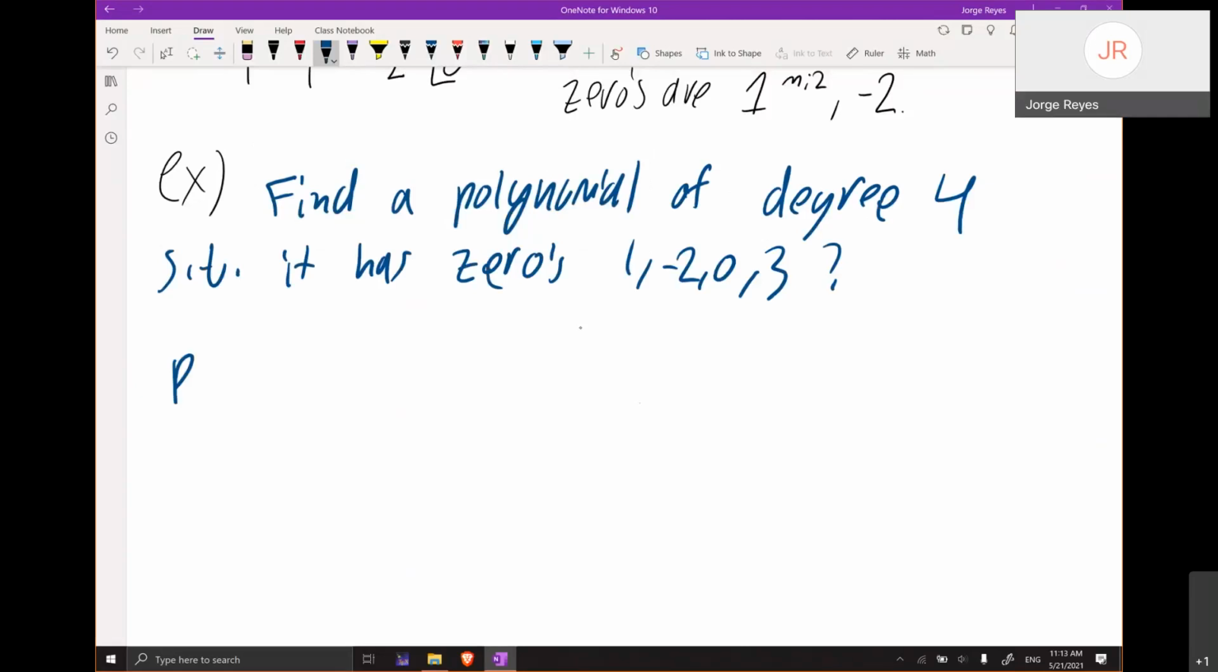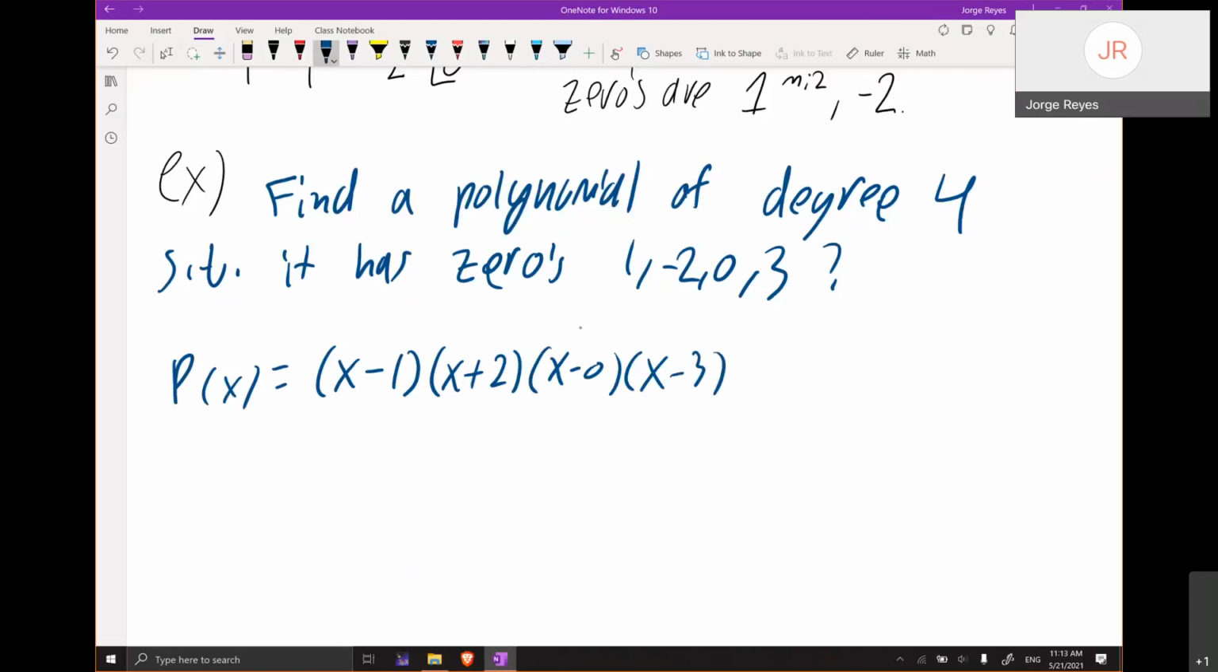So just make a polynomial that has those zeros and is degree 4. Well, what you do is you just write the factored version. So write x minus 1, x plus 2, x minus 0, I guess, and then x minus 3. These all correspond to a zero, so this has all of the zeros we need. And if you FOIL it out, you will see that it's degree 4. So let me actually FOIL it out. I'm going to get x squared plus x plus 2, and then from here, it's going to be x squared minus 3x.